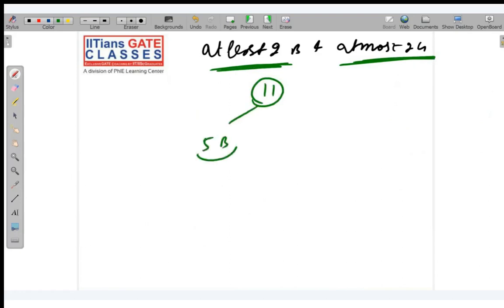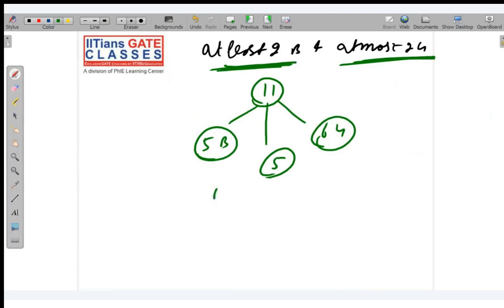So 11: 5 boys, 6 girls, and you want to pick 5. You apply one constraint. At least 2 boys I am applying. So here boys and here girls. So 2 boys, then 3 girls. At least 2, na? So then 3 boys and then 2 girls. 4 boys, 1 girl. 5 boys, 0 girl.